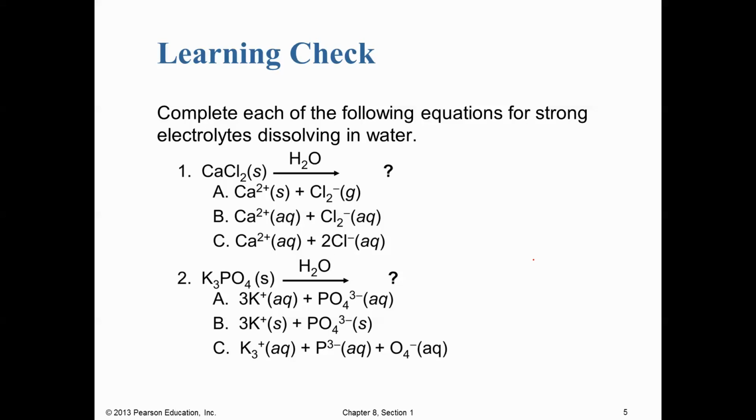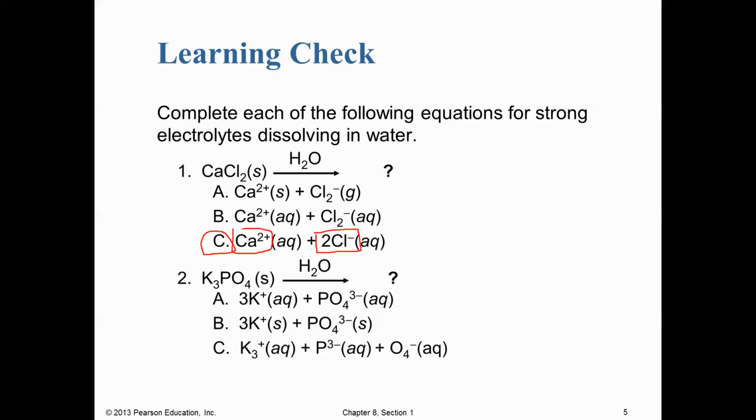So one of the things I want you to be able to do from this chapter is predict what ions are going to form when you dissolve strong electrolytes in water. So right here we have calcium chloride being dissolved into water. So what is it going to form? Well, what's going to happen is our calciums and our chlorides are going to dissociate from each other, and the correct answer here is C. We're going to end up with our calcium 2 plus ions as well as 2 chloride ions.